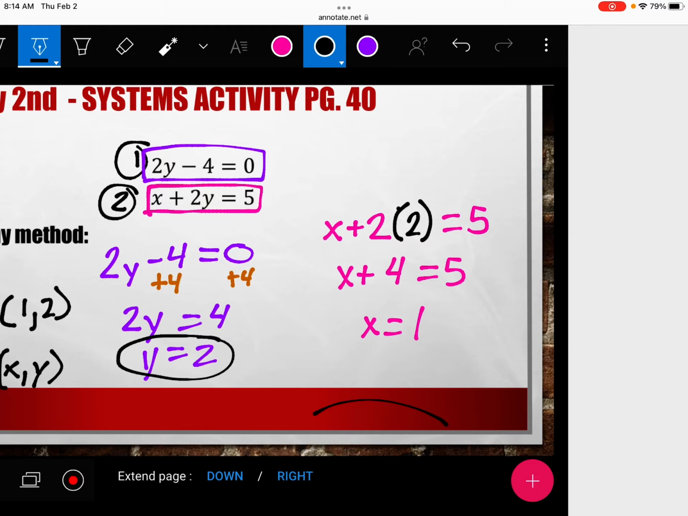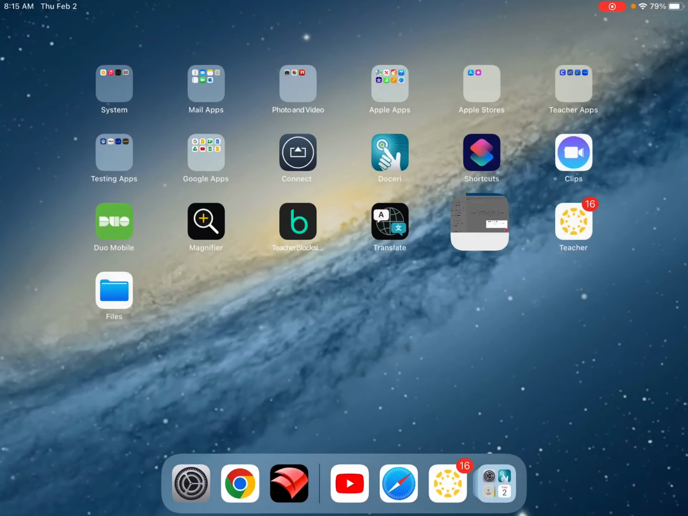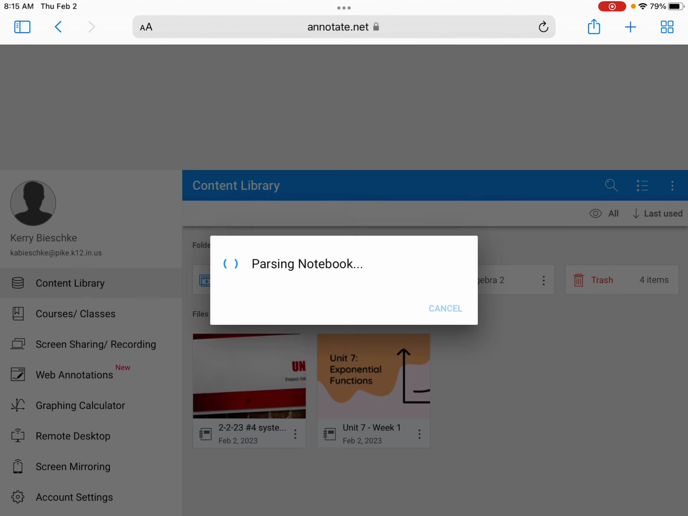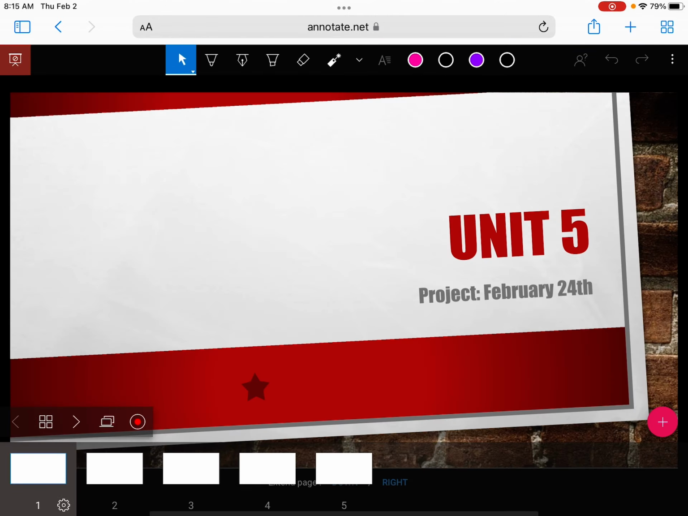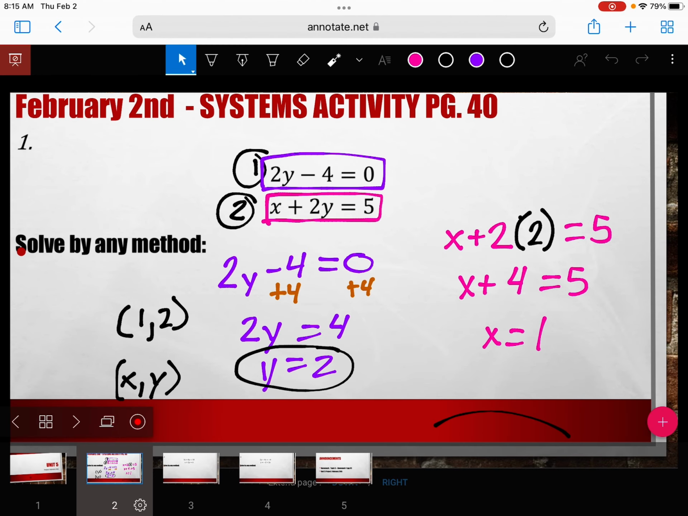I can't actually reach my screen. Ha! I got my screen to fix. There we go. All right. There we go.